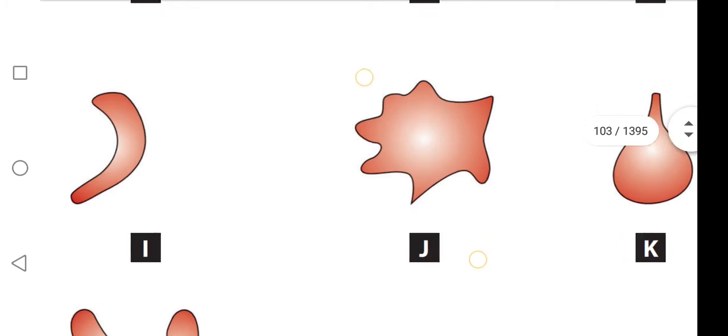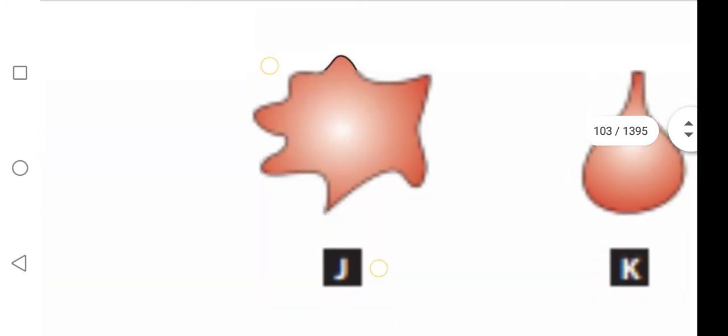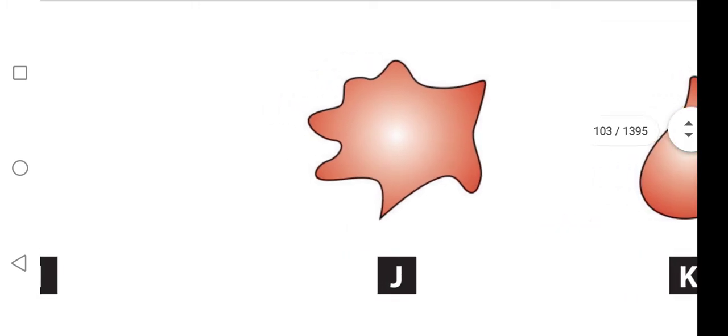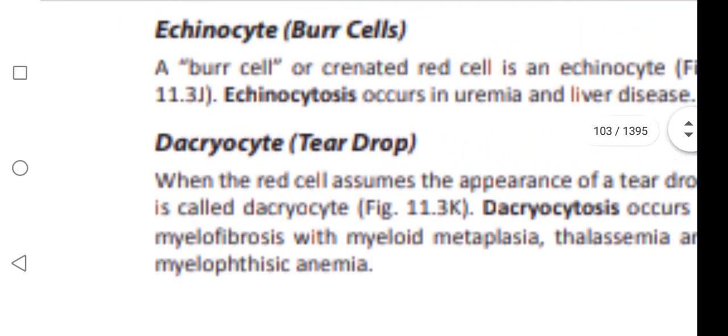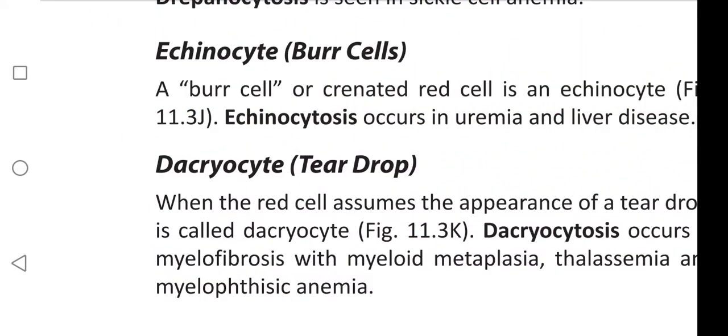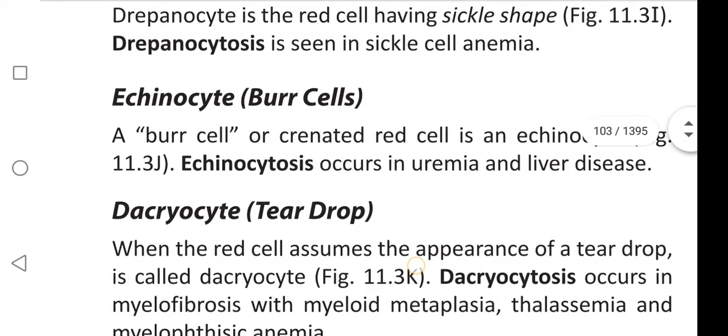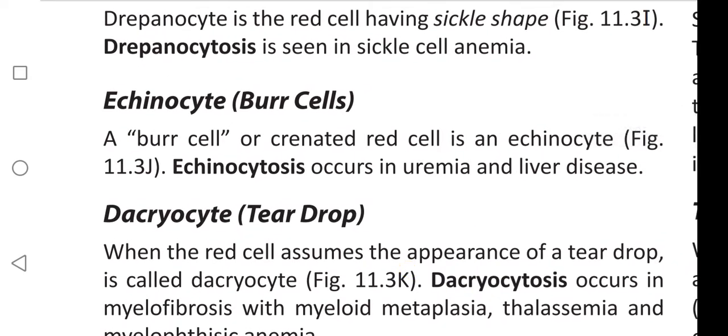This is the echinocyte. We see this in liver diseases and uremia conditions. We see echinocytes in uremia and liver diseases.